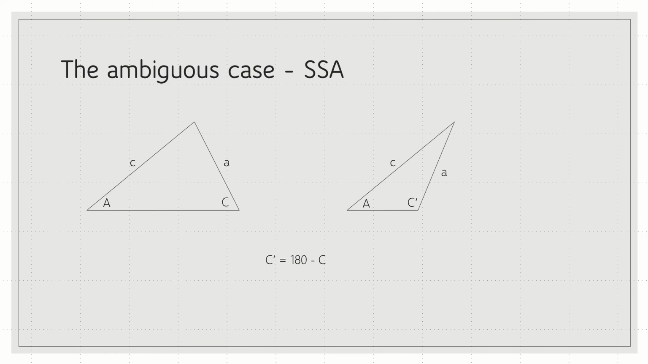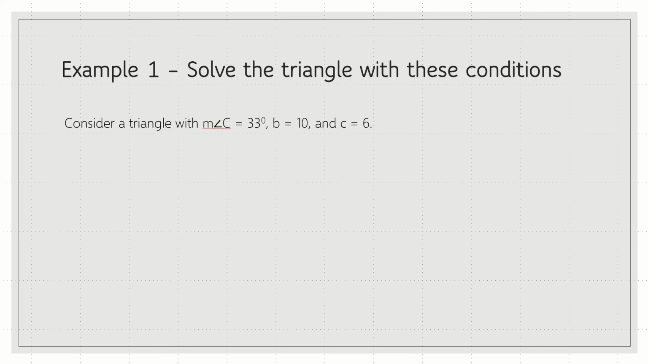All right, so let's go over some examples now. Example one: we're going to solve the triangle with these conditions. We're going to consider a triangle with angle C is 33 degrees, side length little b is 10, and little c is 6. So you're going to see conditions like this. In your homework, just go ahead and sketch it. It doesn't have to be perfect, but sketch a triangle like this and label all the side lengths, little c, little b, and the angle C is 33 degrees.